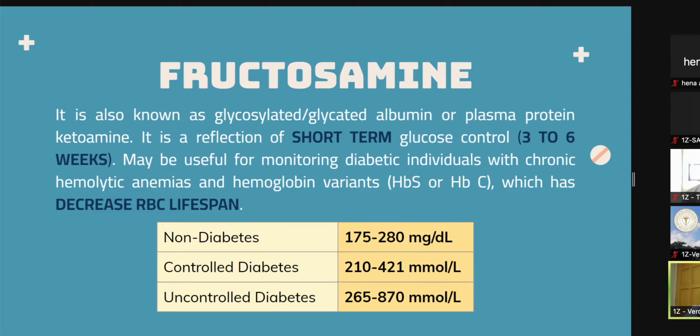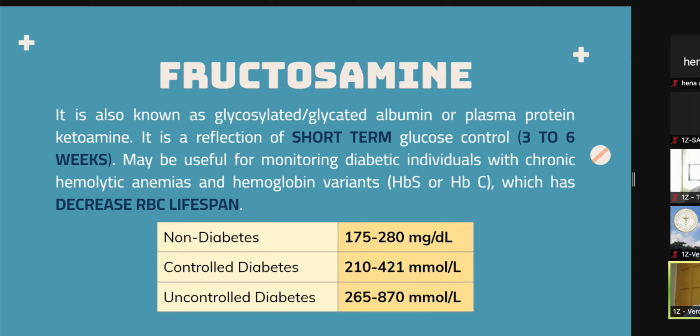So sugar molecules present in blood adhere to proteins. So these proteins circulate in the bloodstream for 14 to 21 days. So measuring them provides a picture of the amount of sugar in your blood for that time period. This is also known as glycosylated or glycated albumin, plasma protein ketoamide. So it is a reflection of short-term glucose control, such as for 3 to 6 weeks. May be useful for monitoring diabetic individuals with chronic hemolytic anemias and hemoglobin variants, which have decreased RBC lifespan.